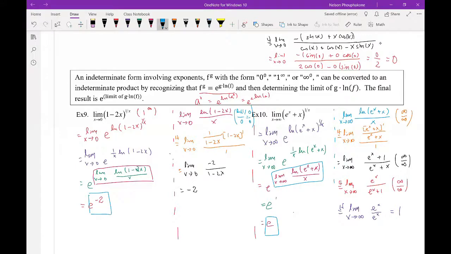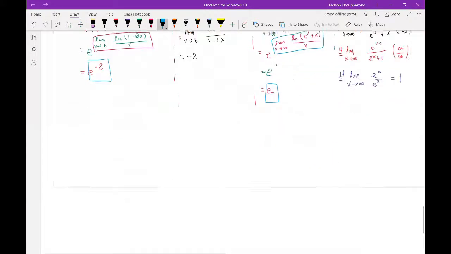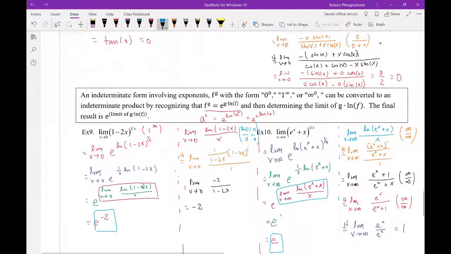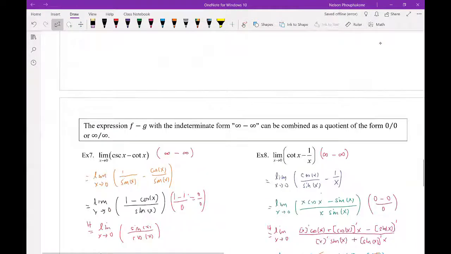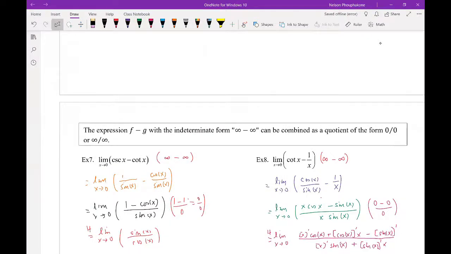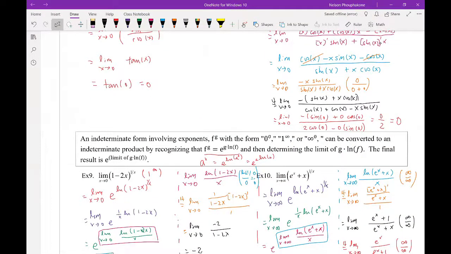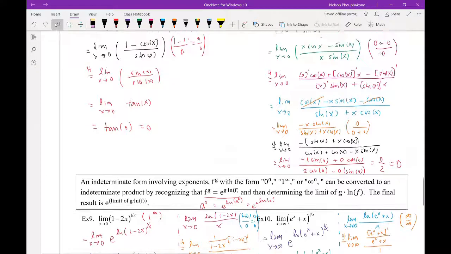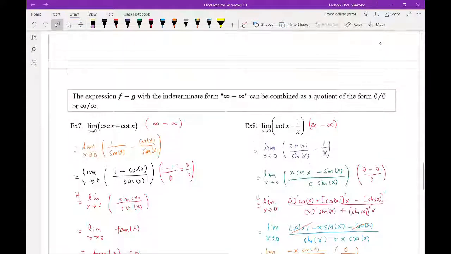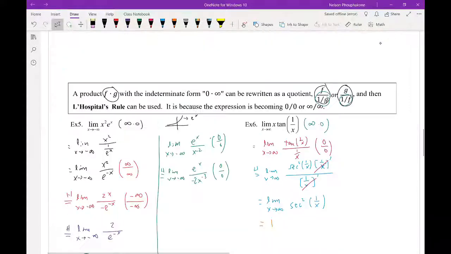Okay, so this is actually the idea about the L'Hopital rule. Again, the L'Hopital rule works with indeterminate forms, like 0 over 0, infinity over infinity, infinity minus infinity, or 0 raised to the power of 0, 1 raised to the power of infinity, or infinity raised to the power of 0. So if you have those forms, make sure that you rewrite the expressions and try to apply the L'Hopital rule to see if you can get the result. Okay, yeah, thank you.